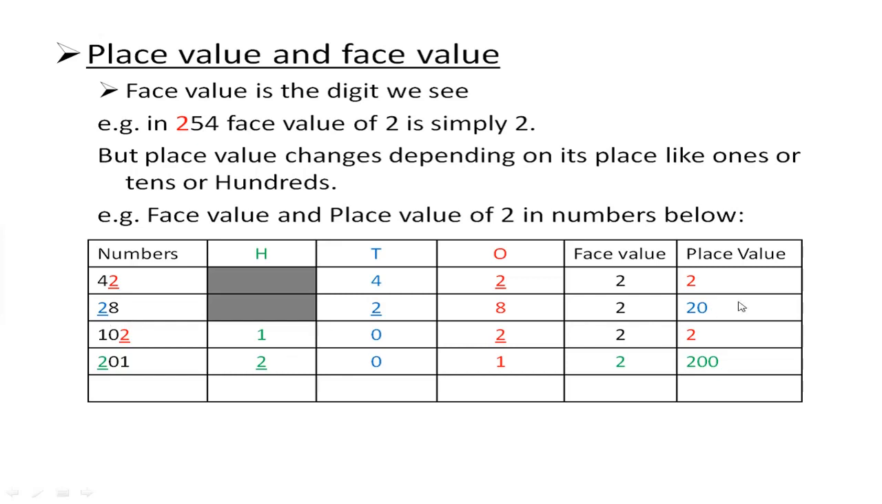So it becomes 20. Similarly, 102. So the face value of 2 remains just a digit. But place value, now look at the place, it is in the ones place, right? So the place value is just 2. Now 201, for face value it is just a digit, so 2, what it looks like. And place value, look at the place, it is in the hundreds place, so its place value becomes 200. Okay, let's move on.